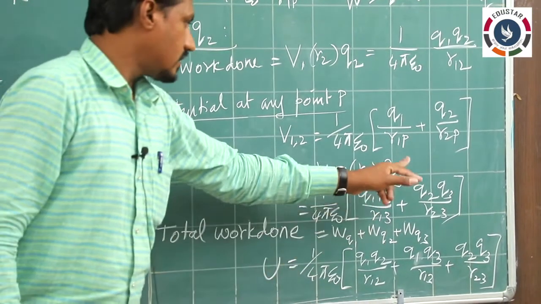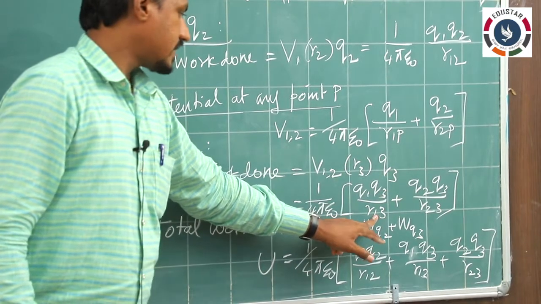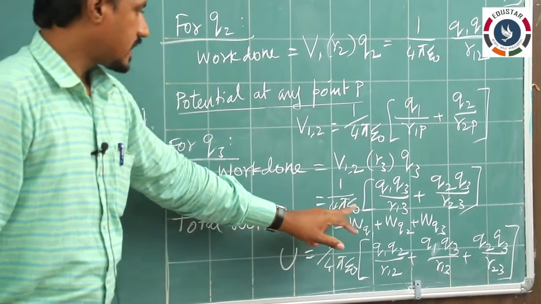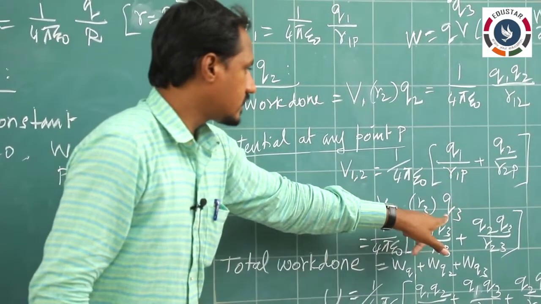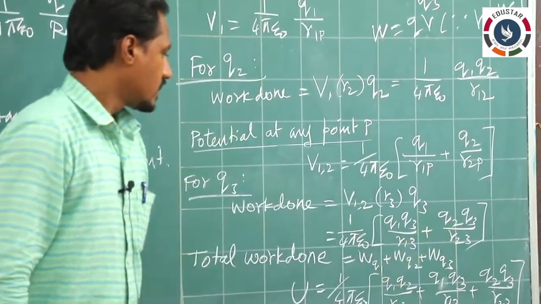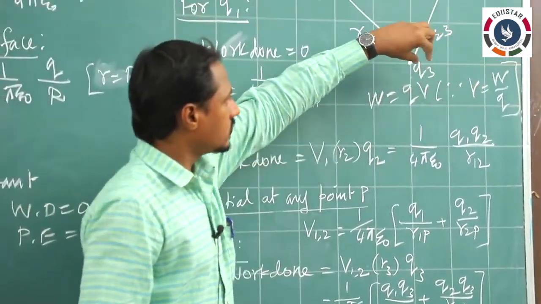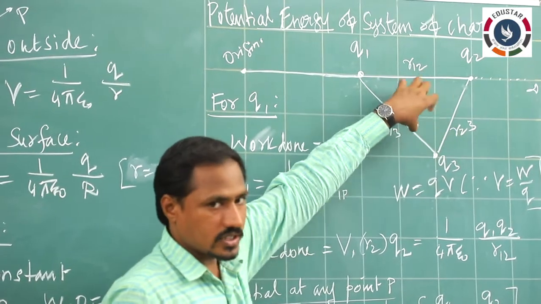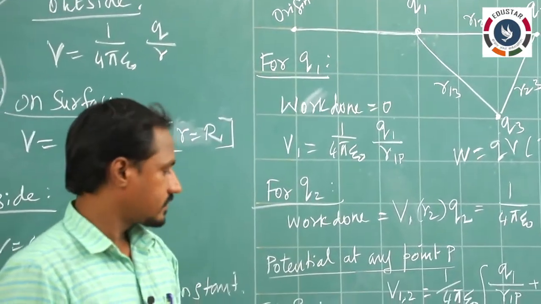So, substituting the value of Q3 and V of 1, 2 at R3, we obtain the value 1 by 4 pi epsilon naught, multiplied by Q3 times Q1 plus Q2, that is Q1 Q3, Q2 Q3. This is the work done for bringing the charge Q3 from infinity to this point. Now, three charges are assembled. So, the total work done we have to calculate.